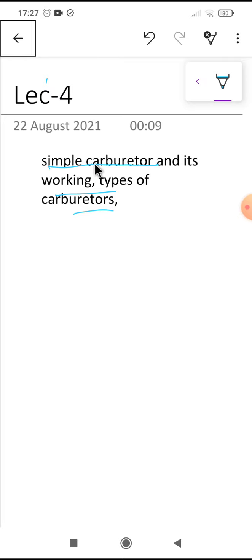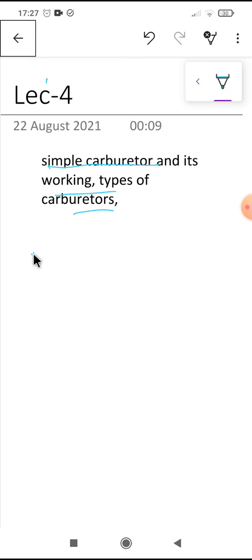This simple carburetor is a very important topic. It has been asked in the GTU exam many times. So we will see the construction and working of the simple carburetor. First, let me draw a diagram.